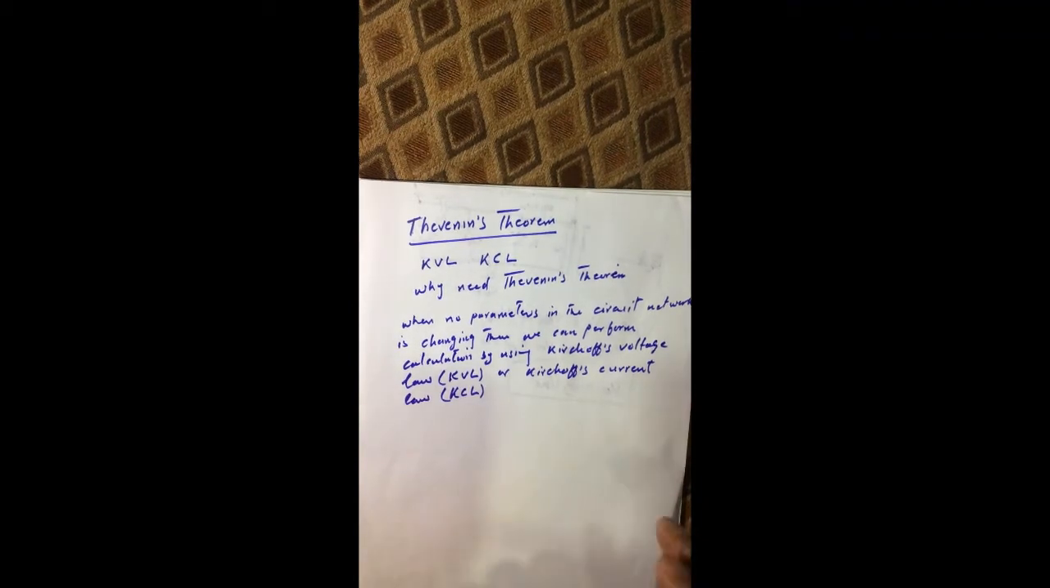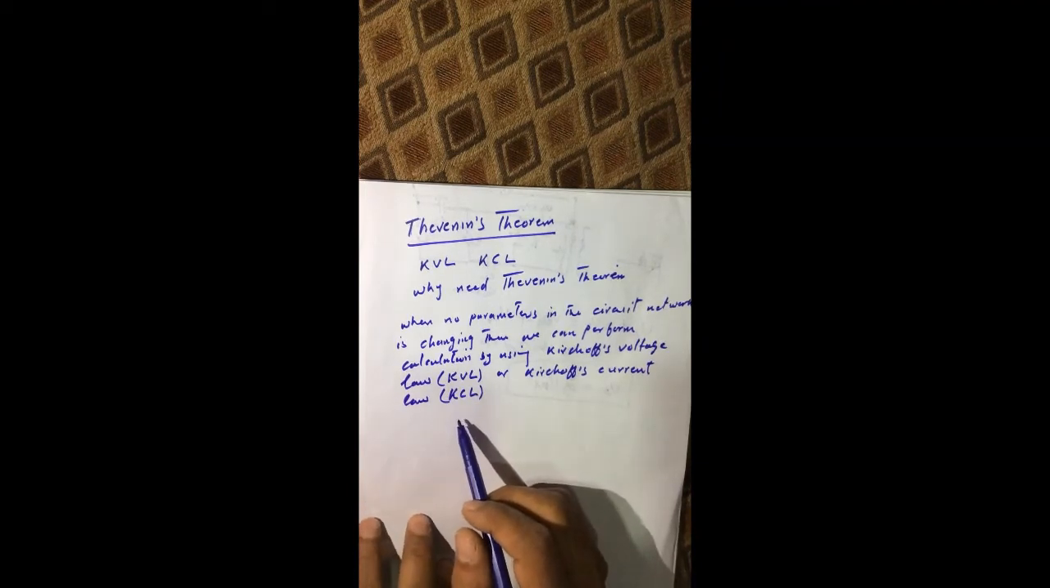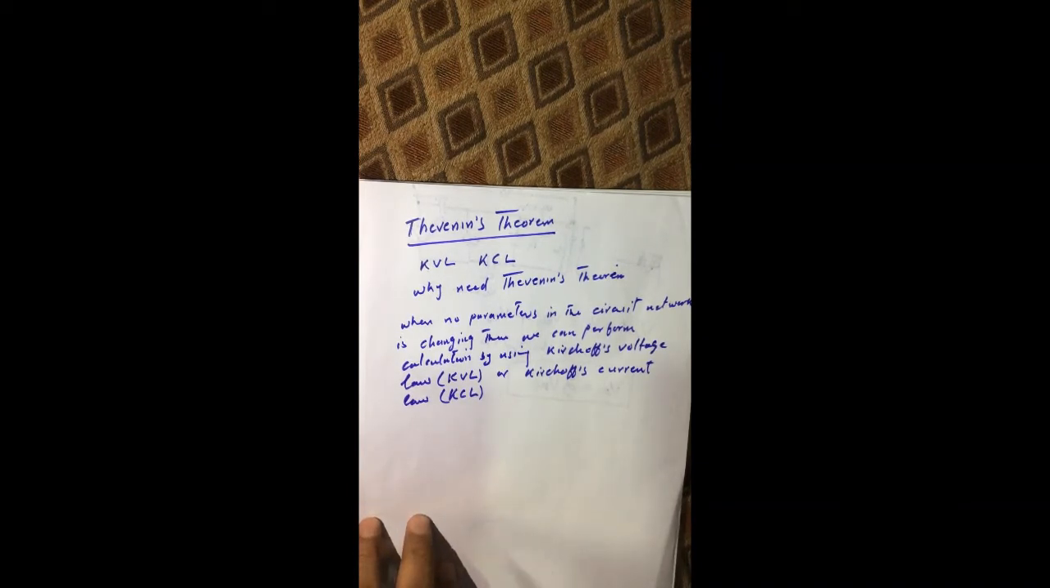If we have a circuit diagram, and in that circuit diagram there are many parameters, like we have resistors, we have voltage source, we have current source, and so many things. If no parameter in the circuit changes, then we can easily calculate anything, like output voltage or output current, by using these two laws. But things get complicated if one of the parameters gets changed.